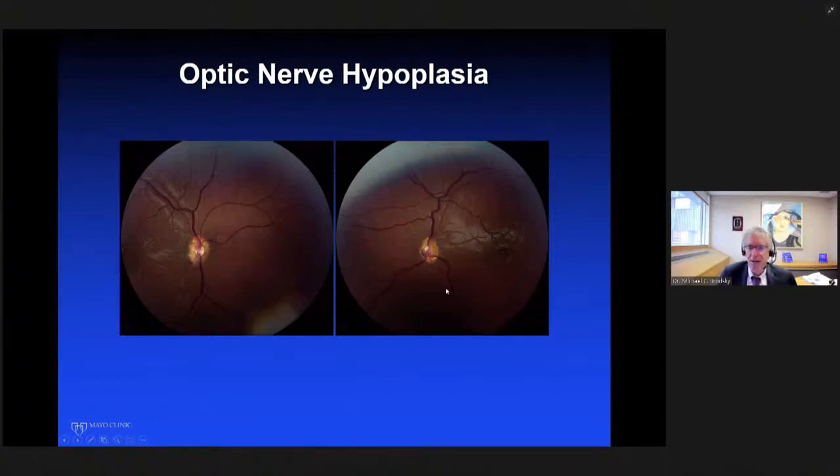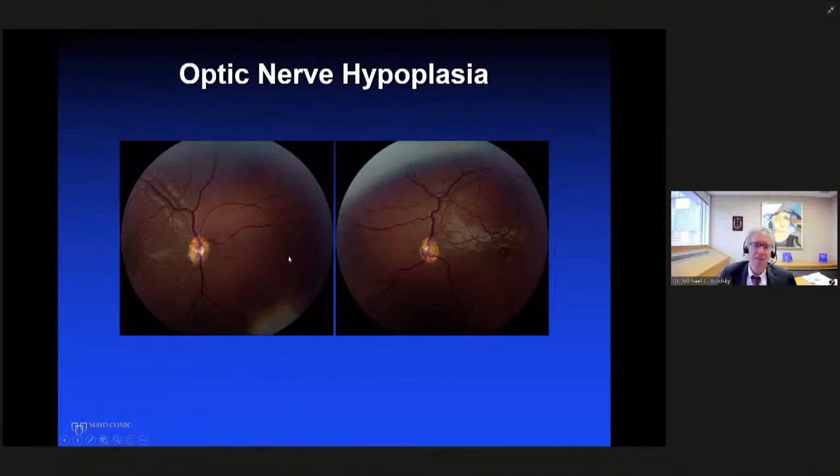You can see the total absence of retinal nerve fiber layer, and there was no light perception in this patient, but vision can range from 20/20 to no light perception. And as we'll see, it doesn't always correlate with the apparent size of the disc, except in extreme forms. If it's very mild, it's usually normal. If it's very severe, it's usually severely affected.